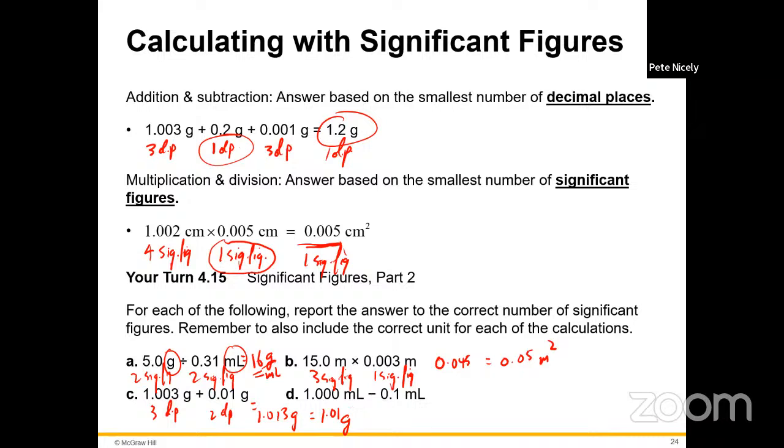And then now let's look at D. In the case of D, we are subtracting from 1.000 the number 0.1. So the answer I got is 0.9 mL. And in this case here, we have 3 decimal places. Here we have 1 decimal place. So that means that this is correct as it is, 1 decimal place. So the answer in that case is 0.9 mL. And that's basically how you do that.